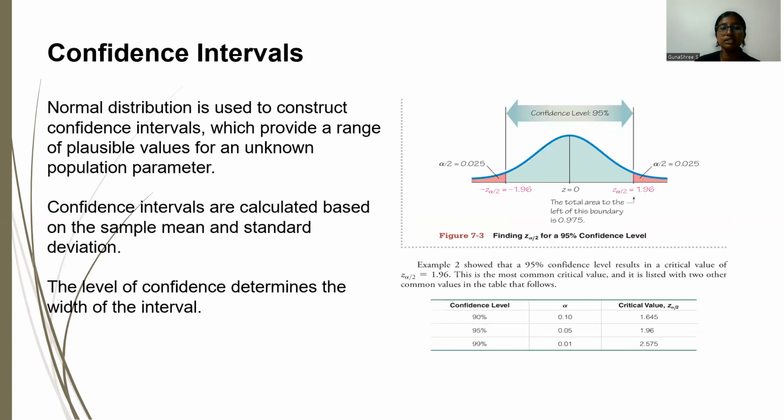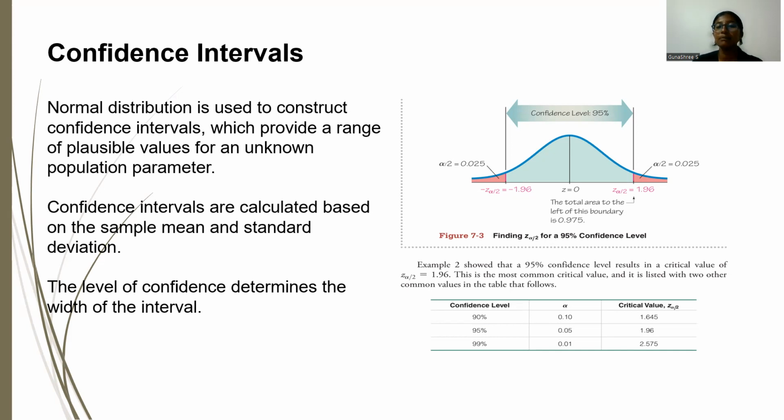Moving on to the confidence intervals. Normal distribution is also used to construct confidence intervals, which provide a range of plausible values for unknown population parameters. These confidence intervals are calculated based on the sample mean and sample deviation, which are obtained from the normal distribution. The level of confidence will determine the width of the interval as shown.